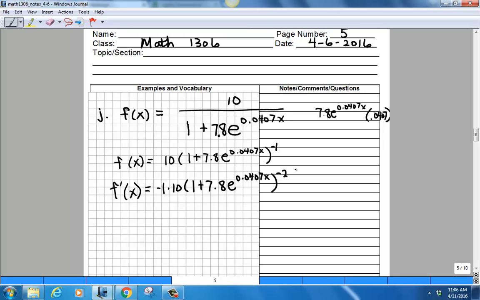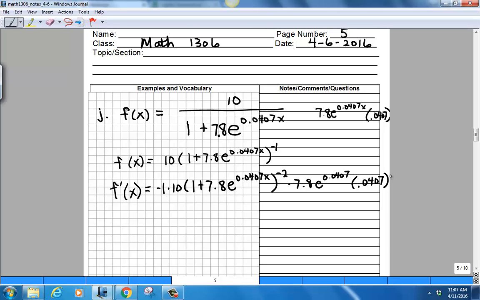But that's what Albert already told us, the rate of change of the 1 plus the 7.8 e to the et cetera here. So we already did that in a prior problem. We know that rate of change is just this. So we multiply in at the end here 7.8 e to the 0.0407 and then times 0.0407.